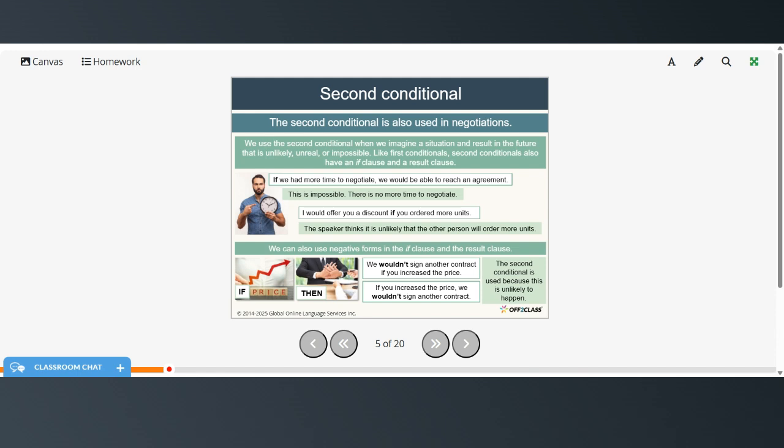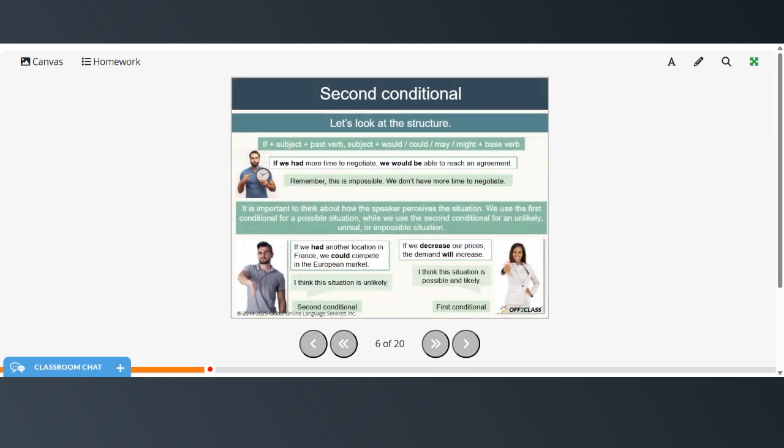We can also use negative forms in the if clause and the result clause. We wouldn't sign another contract if you increase the price. Or if you increase the price, we wouldn't sign another contract. The second conditional is used because this is unlikely to happen.